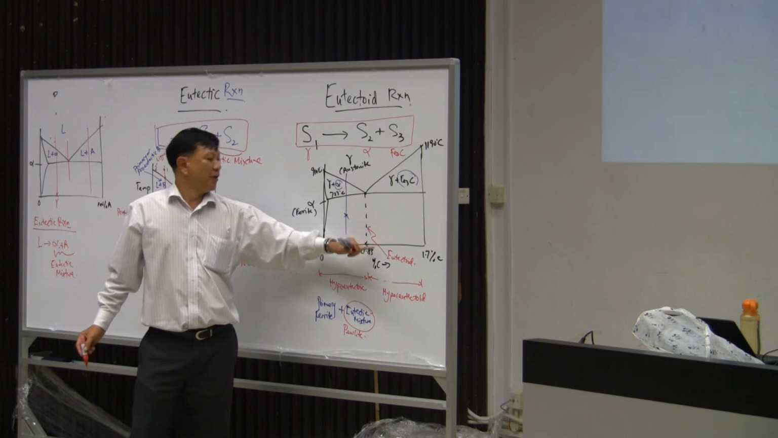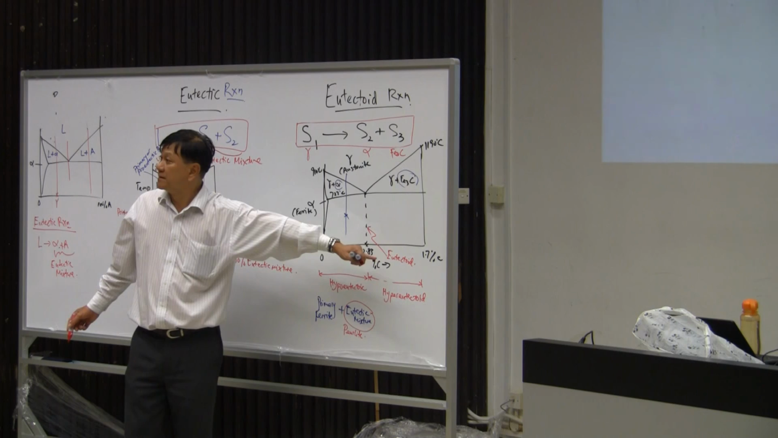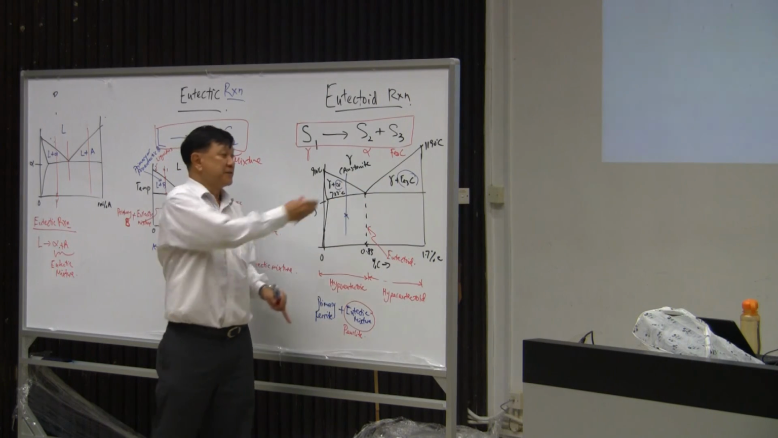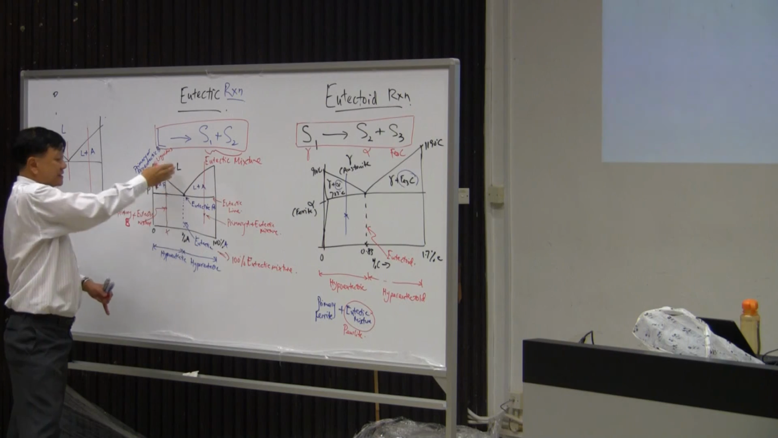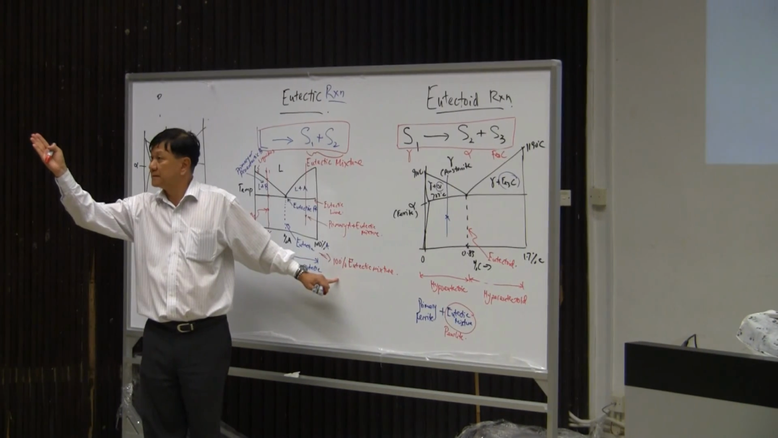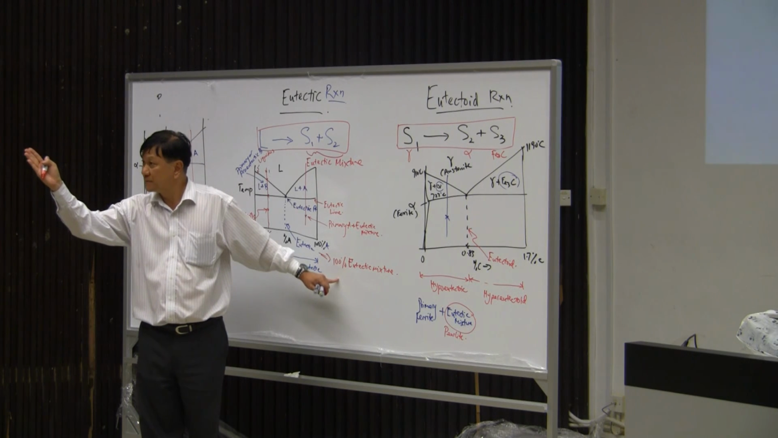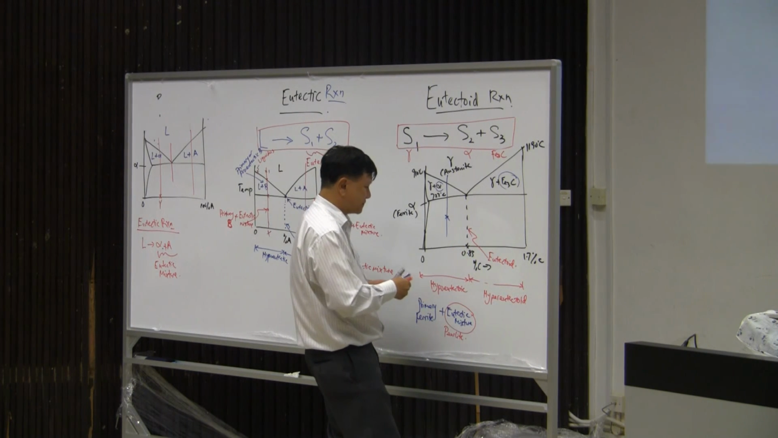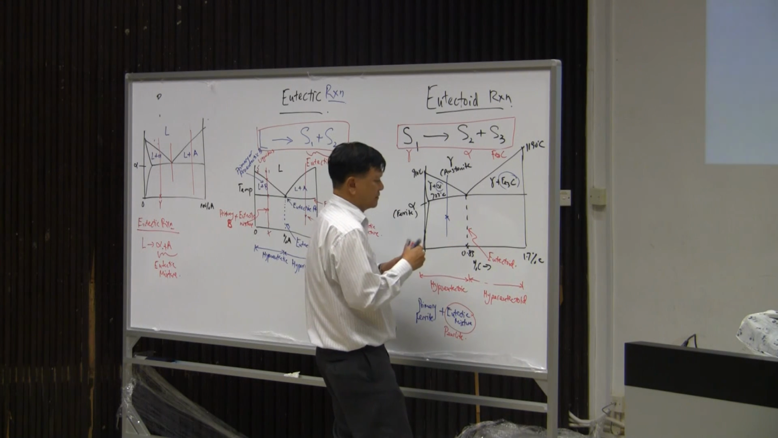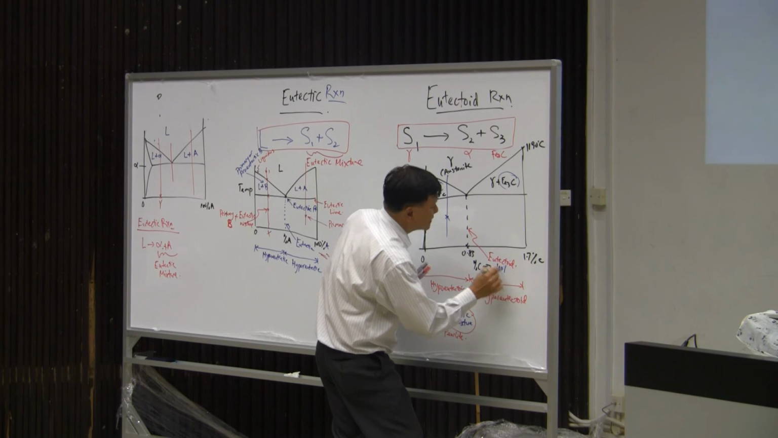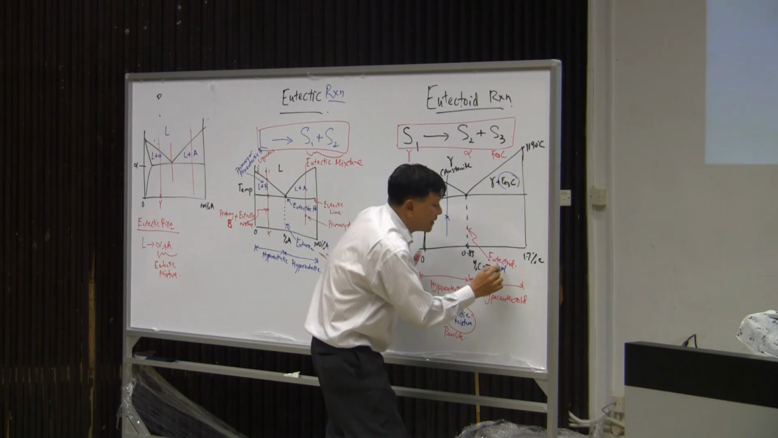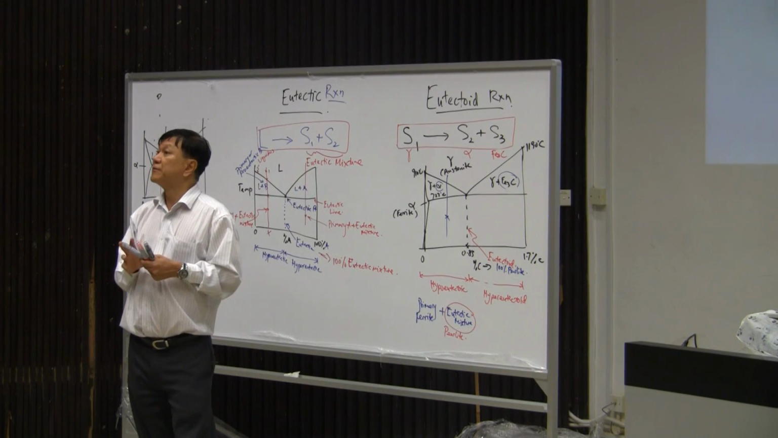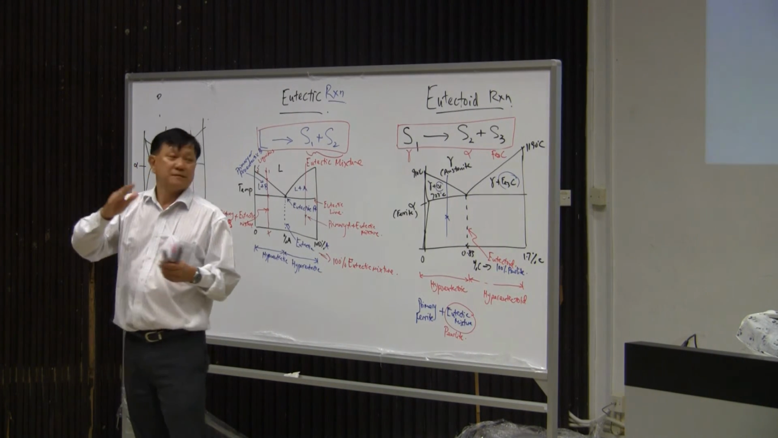So for eutectoid, would I get primary ferrite or primary cementite? No. Can you see, this one here is just like this one here, it will be 100% what? Perlite. Only the mixture. So for eutectoid composition, I will get eutectoid steel, 100% perlite. Alright, now what about this side here?